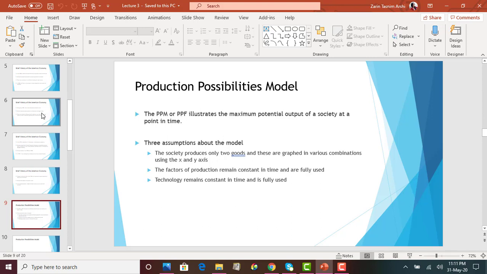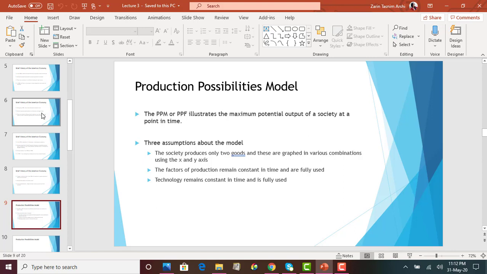So now we move on to a very important topic, which is called the production possibility model, PPM, or production possibility frontier, also known as PPF. These can be used interchangeably, PPM or PPF. They mean the same thing.